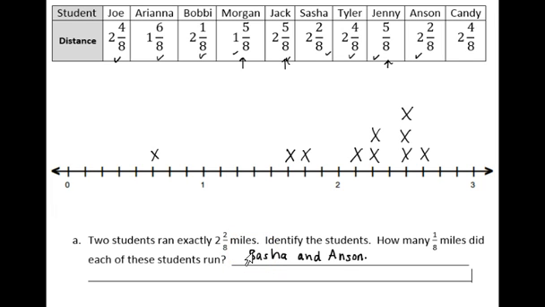Now the second part of the question says how many 1/8 miles did each of these students run? So I have to think how many 1/8 are in 2 2/8. So 2 2/8 is the same as, let's turn our whole number into eighths. If it takes 8 to make a whole and I have 2, that would be 16/8. And then I'll add in the other 2/8, and that would be a total of 18/8. So Sasha and Anson ran 18/8 miles each.